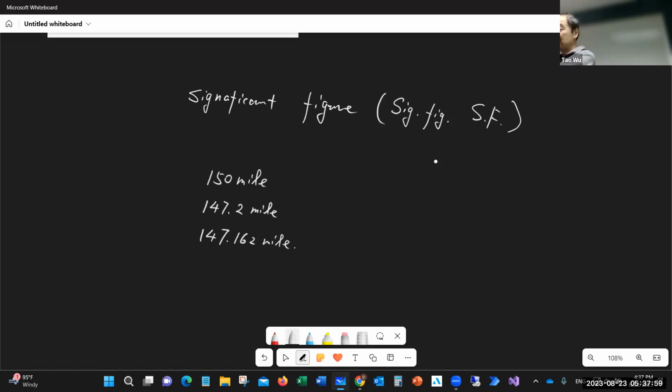Like SpaceX, they need to retrieve the rocket back to their landing zone. So they need a very, very accurate number. Otherwise, the rocket will go into the ocean. So very important. They need to calculate that very accurately. So that is why.